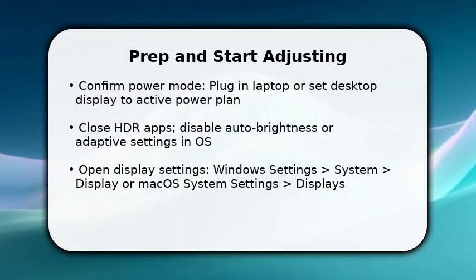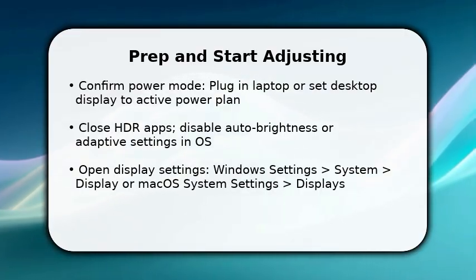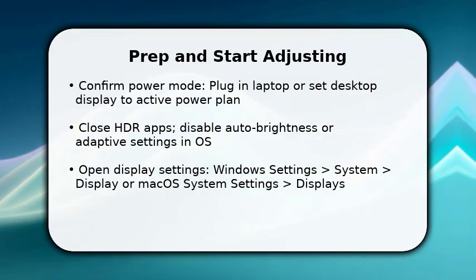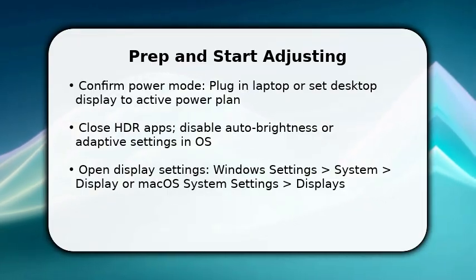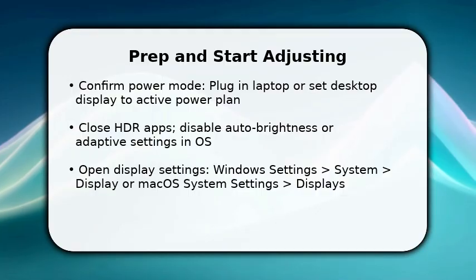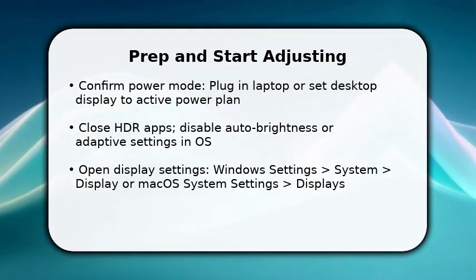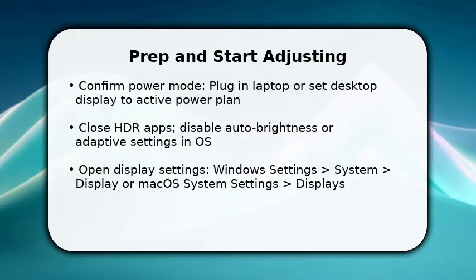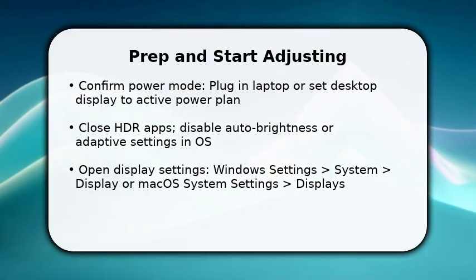You begin by ensuring stable power and turning off adaptive features so manual control works predictably. Once done, open the display panel in your OS and locate brightness or night shift controls. You should also close full-screen HDR or video apps because they override manual changes.